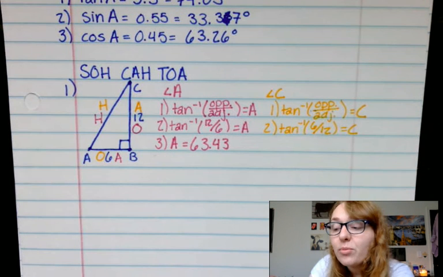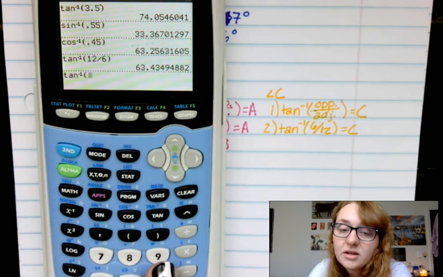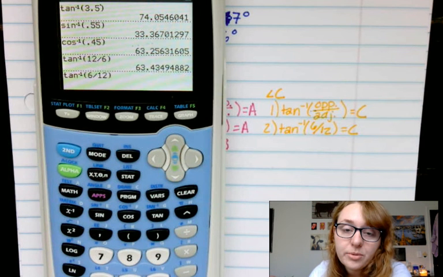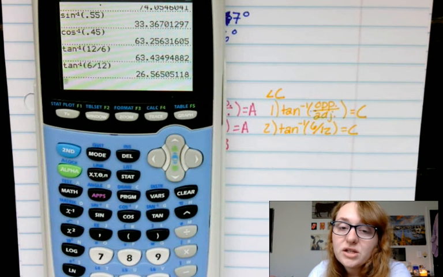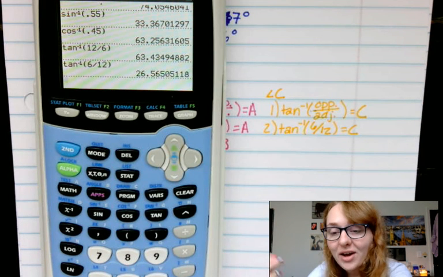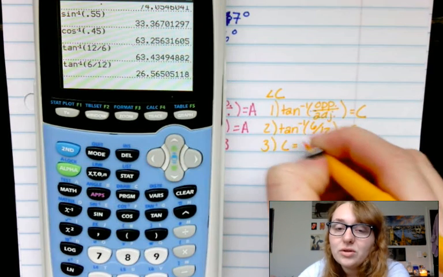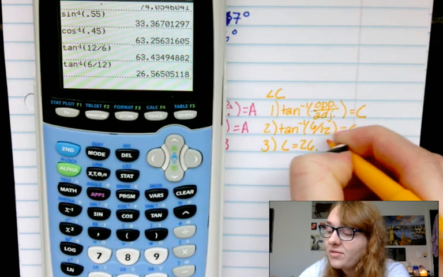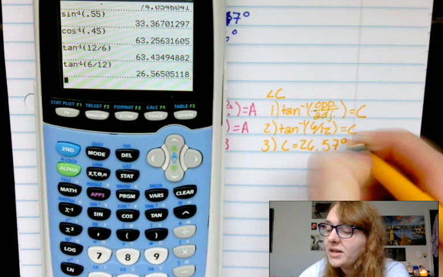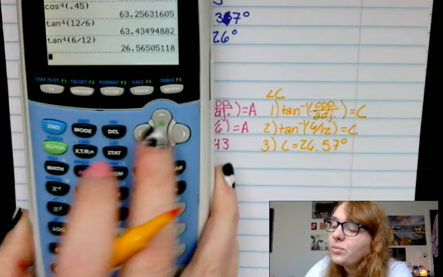So again, this is when we pull out our calculators. Again, doing the inverse of tangent. This time it is 6 divided by 12 as our ratio. Close our parentheses. And we get 26.57. And the reason why I say 7 is because the 5 after that is 5 or greater. So we're going to round up. So angle C is equal to 26.57 degrees.